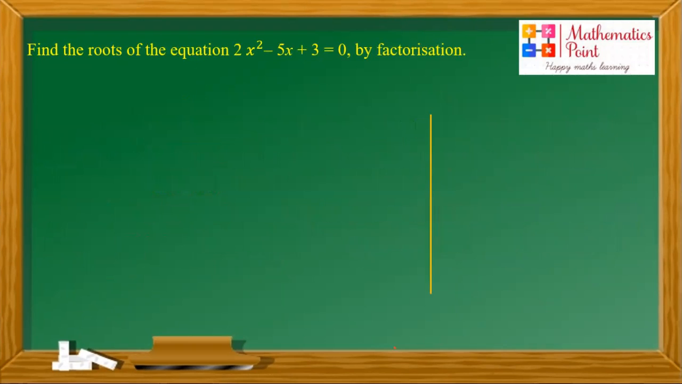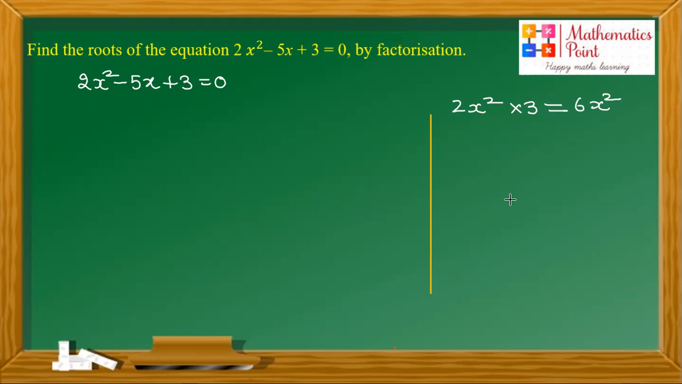Let us understand it with the help of an example. Find the roots of the equation 2x square minus 5x plus 3 equal to 0 by the method of factorization. Now, what is the given equation? It is 2x square minus 5x plus 3 is equal to 0. What is the first number? First term is 2x square and the last term is 3. We will multiply them. So 2 multiply 3, that is 6x square.